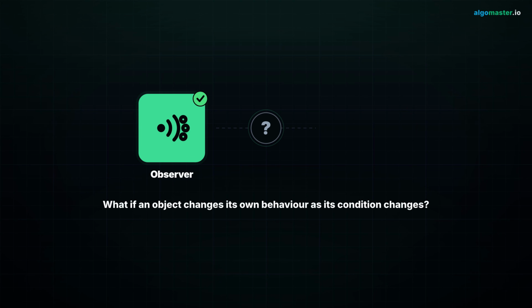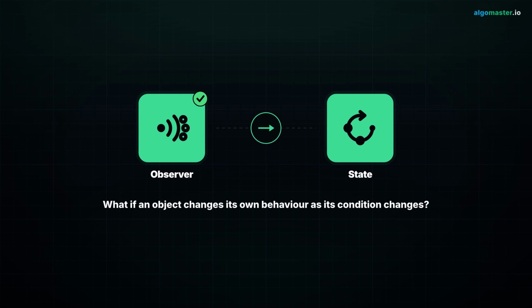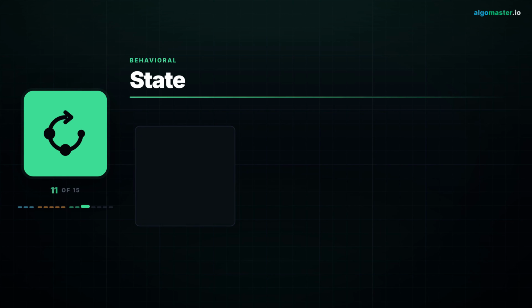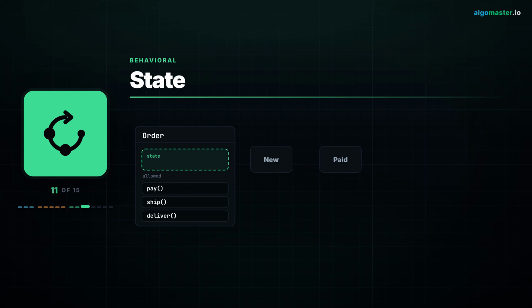But what if one object changes its own behavior based on its current condition? That brings us to the state pattern. The state pattern allows an object to change its behavior when its internal state changes. Imagine you are building an e-commerce system. An order can move through several states: new, paid, shipped, delivered, or cancelled. The operations allowed on the order depend on its current state.